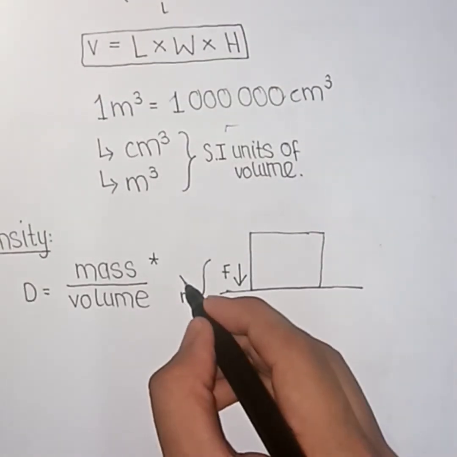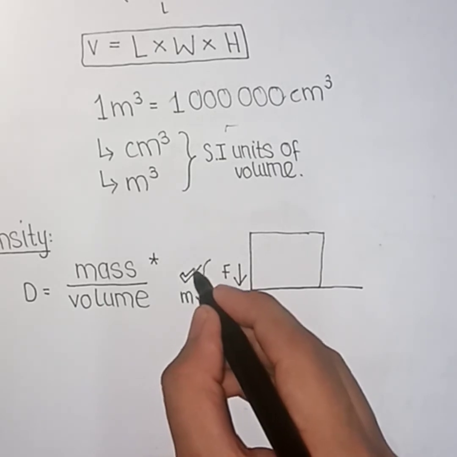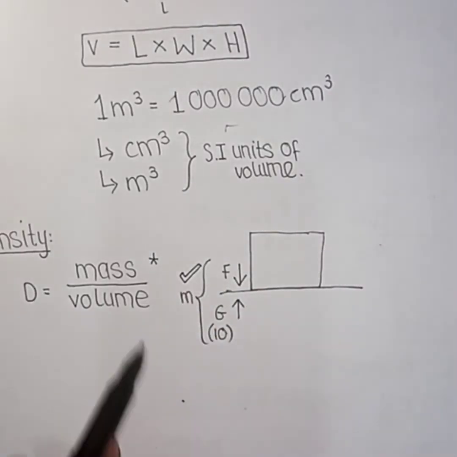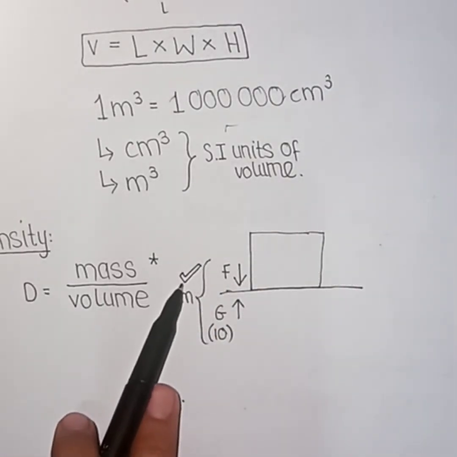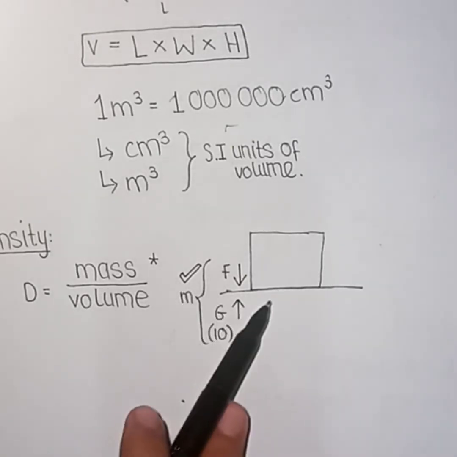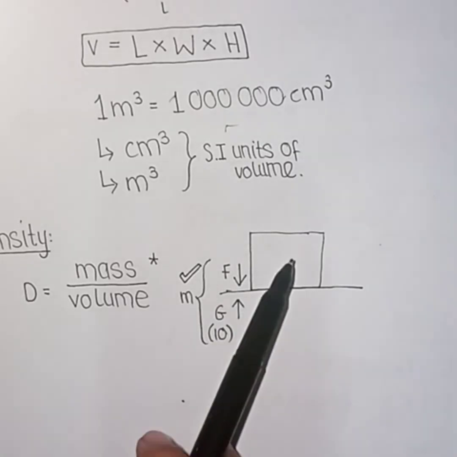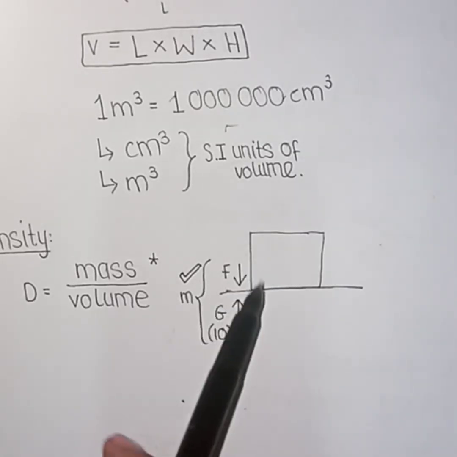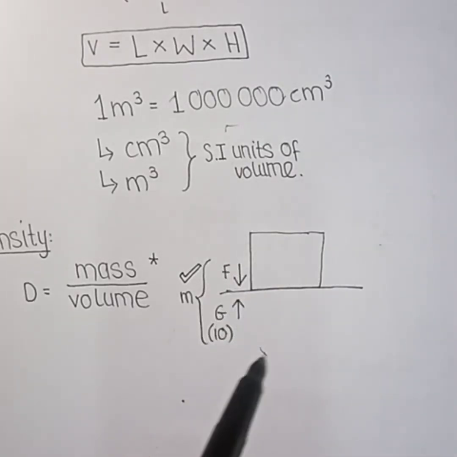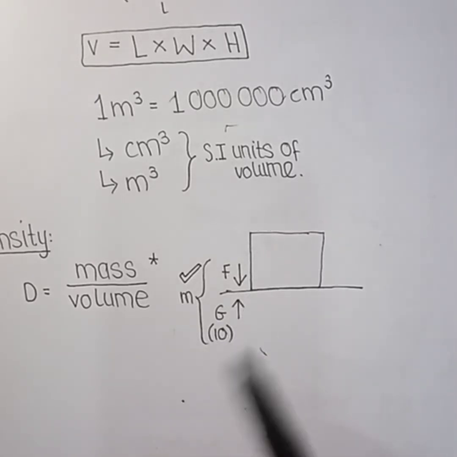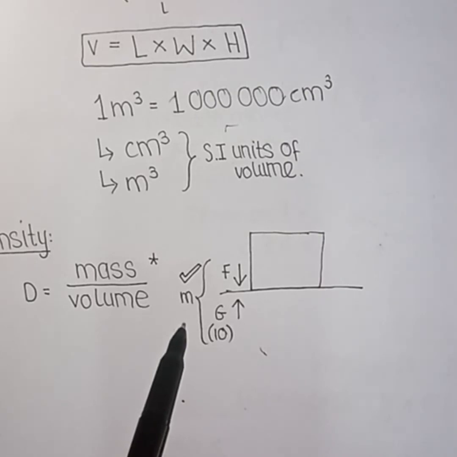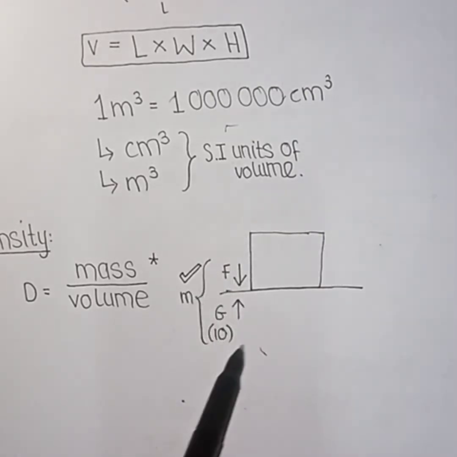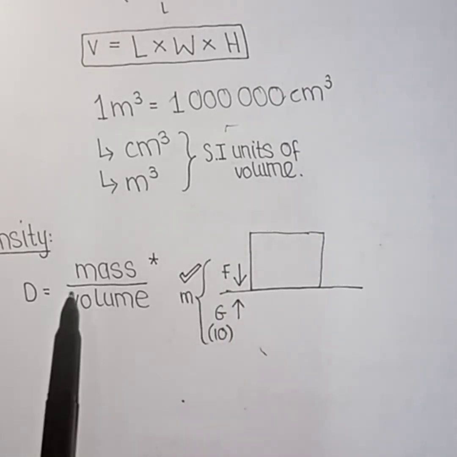Now you need to understand that mass is important. We have learned that mass is important for finding the density of an object. The quantity of matter which it contains is applying the force downwards, getting the force of gravity upwards in return. So it's mass, which is important.